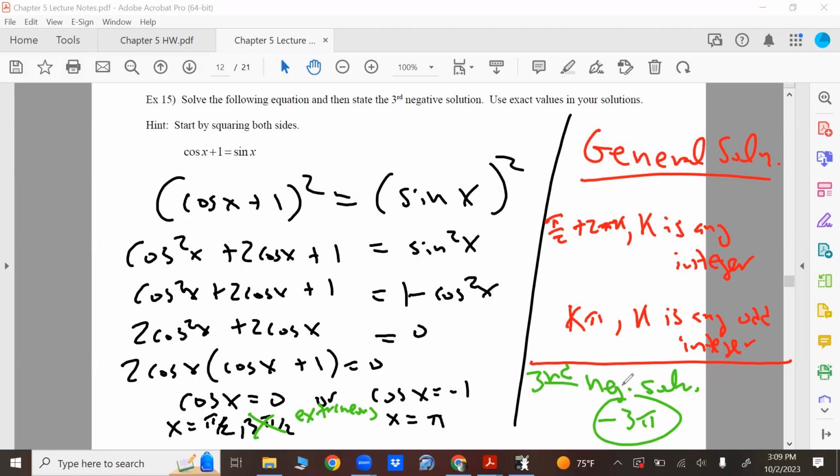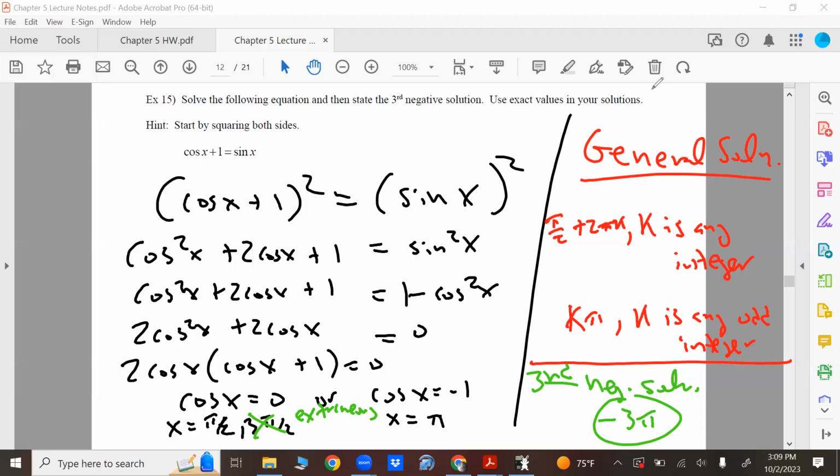And then pi over 2 minus 4 pi would be your third negative. It'd be negative. Wait, pi. Say again. It would be pi minus 4 pi, because pi over 2 minus 2 pi would be your first negative. I got 5 minutes. I'll share with the class.